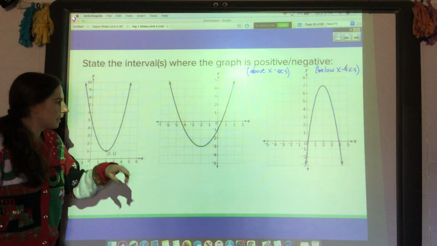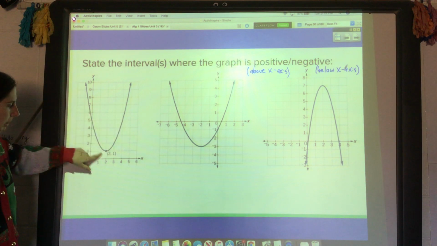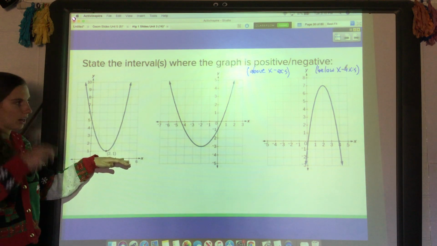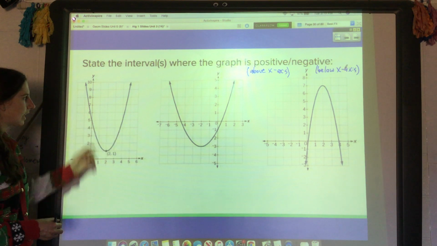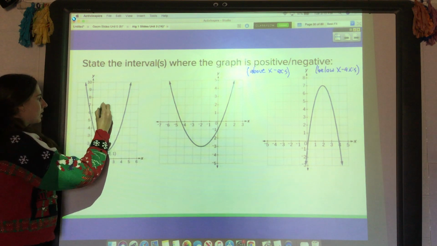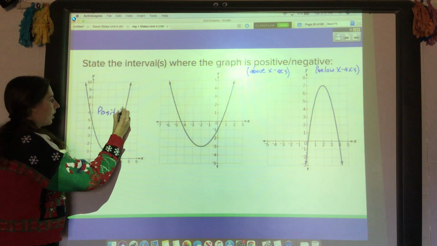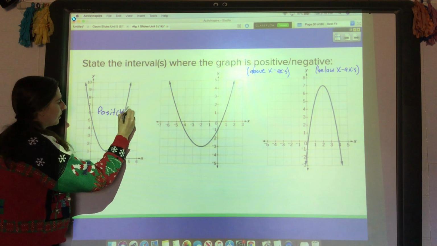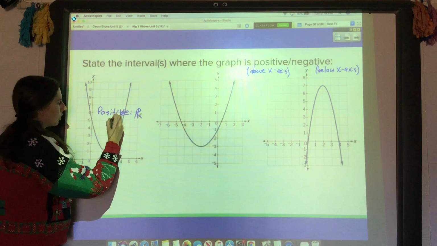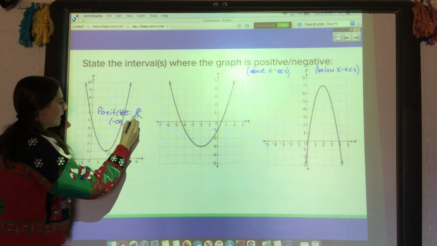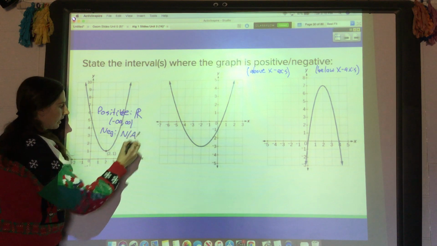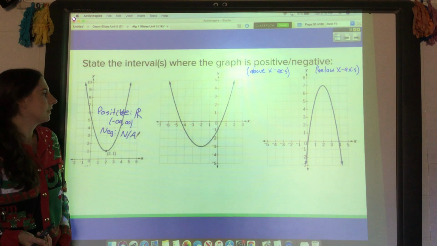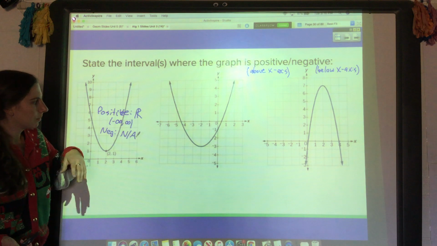So this first one's easy. This first one never goes below the x-axis. It never goes below ground, if you will. So this one is entirely positive. You could just say it's all positive. You could say it's positive for all real numbers, or from negative infinity to infinity. And for negative, that one doesn't really apply. NA, not applicable. Don't even really need to put that one.